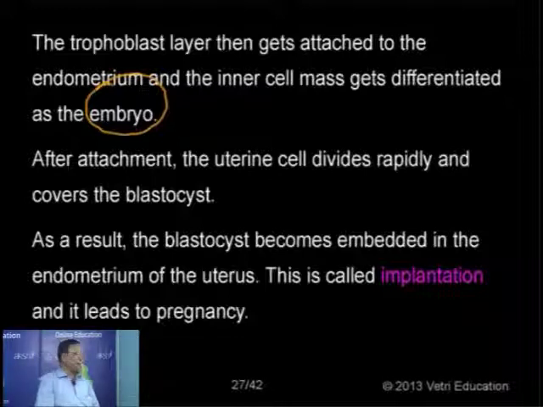Now what will happen? The whole embryo is surrounded by a mass of cells, namely the endometrial cells, covering the whole embryo. It gets fully embedded. This phenomenon, where the blastocyst becomes embedded in the endometrium of the uterus, is called the implantation process. And finally, once implantation occurs, the next event starts, the pregnancy. Followed by the implantation process, we have the pregnancy, also called the gestation period.